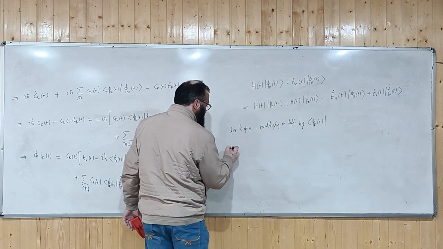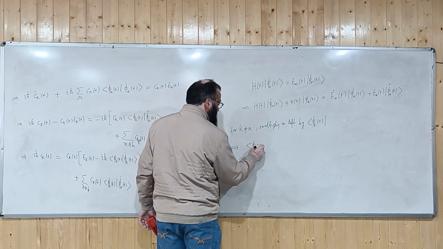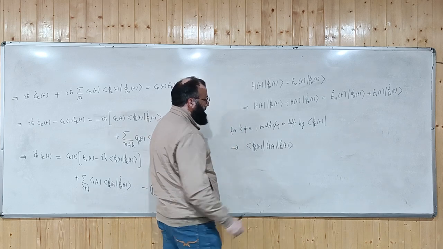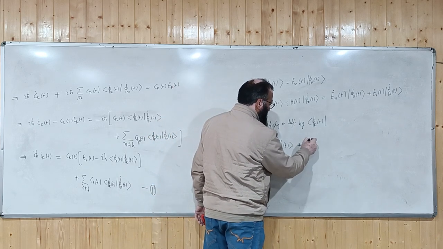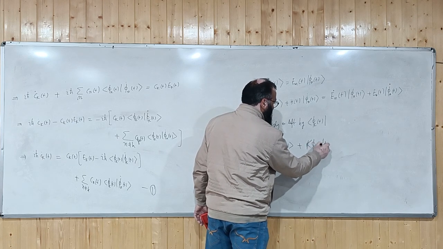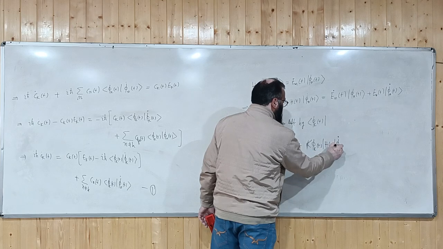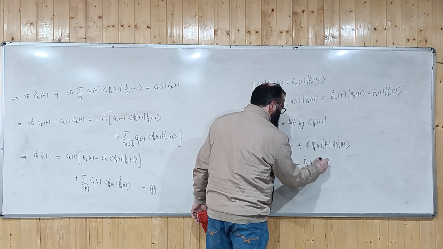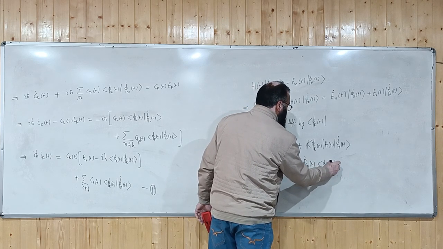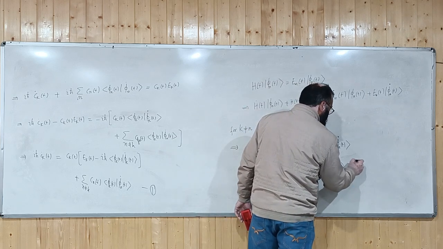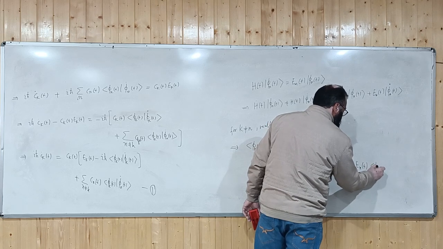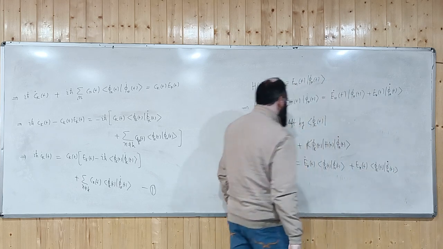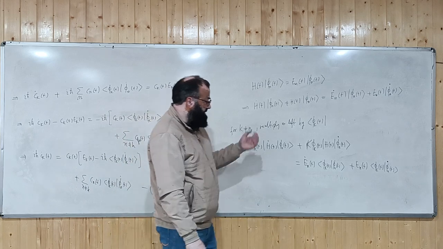So let's multiply. Which implies therefore you are having this phi_k of t, H dot of t, phi_n of t, clear? Then you are having this thing, phi_k of t, H of t, phi dot n of t, so that's equal to E_n dot of t, phi_k of t, phi_n of t, plus E_n of t, phi_k of t, phi dot n. Got it?